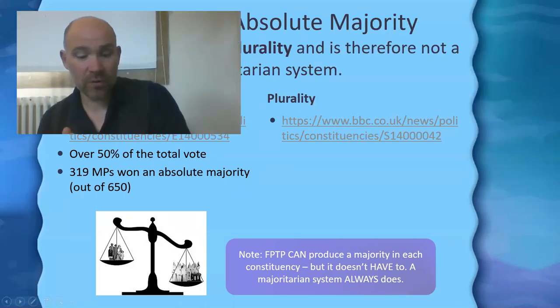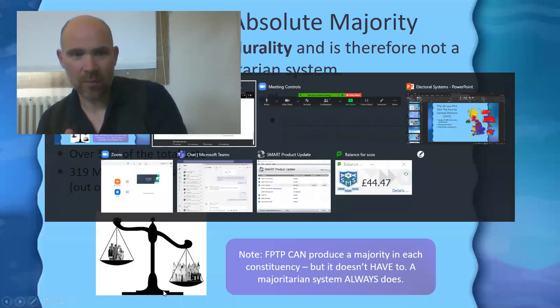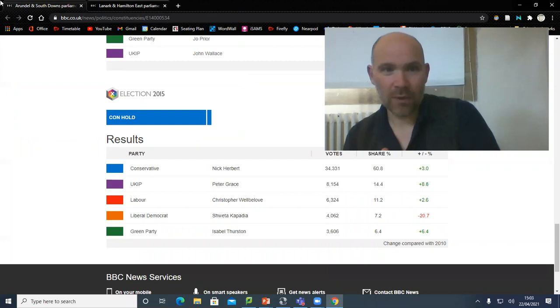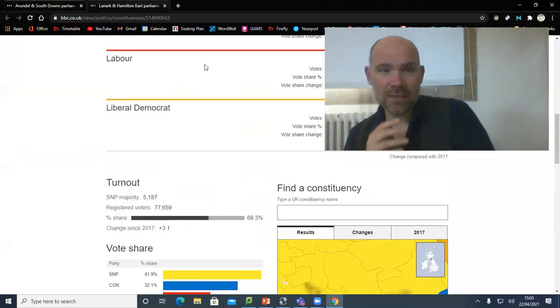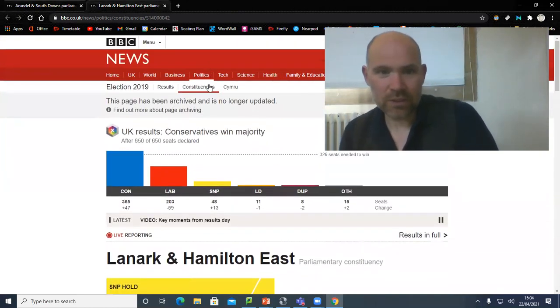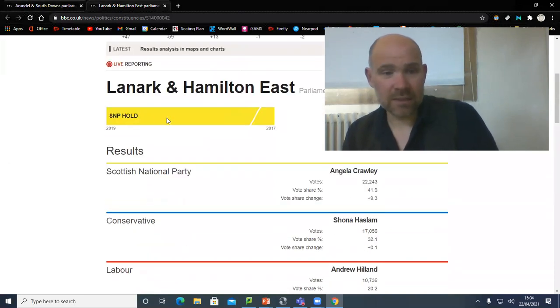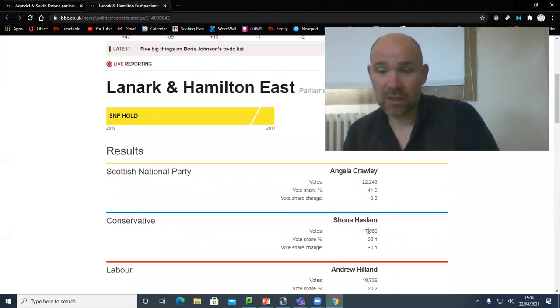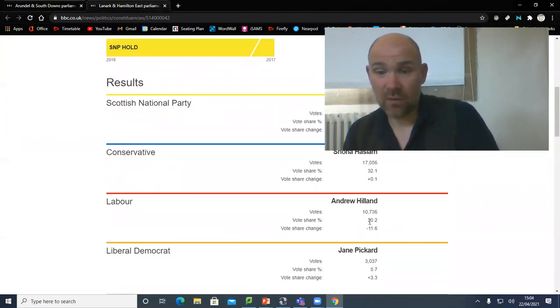Now let's see what a plurality looks like. Now my favorite example here is actually getting a little bit old, like me. But I'll show you why I really like this example. We're coming over here to Lanark and Hamilton, which I think is in Scotland. Yes, because it's an SNP seat, so it must be. Now, in 2019, the SNP won with 41% of the vote. The Conservatives were here on 32% of the vote. And Labour was here with 20% of the vote.